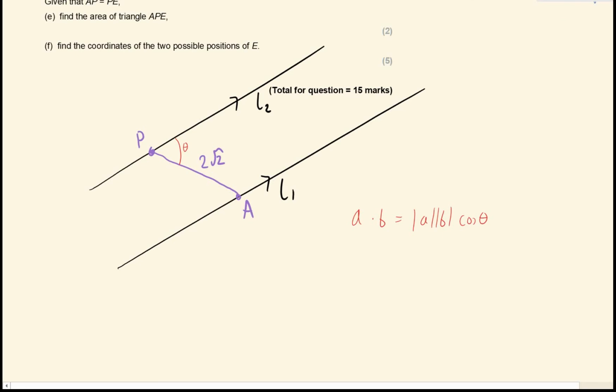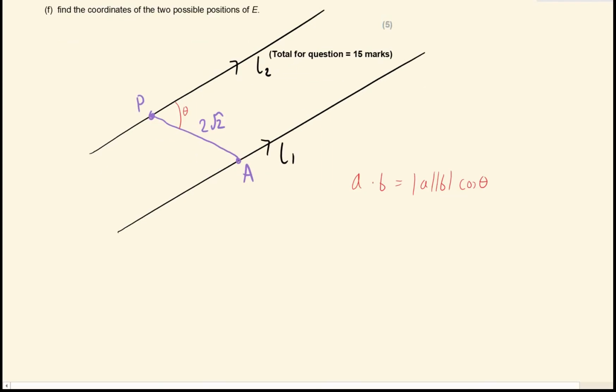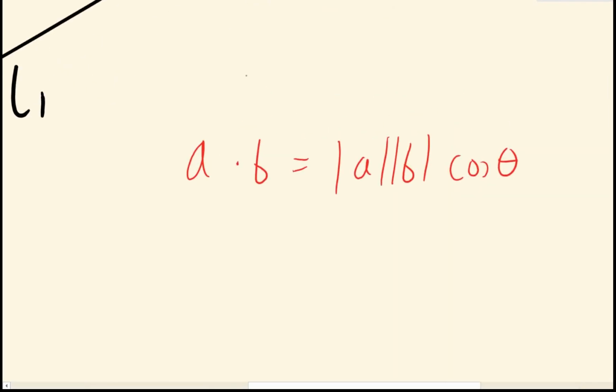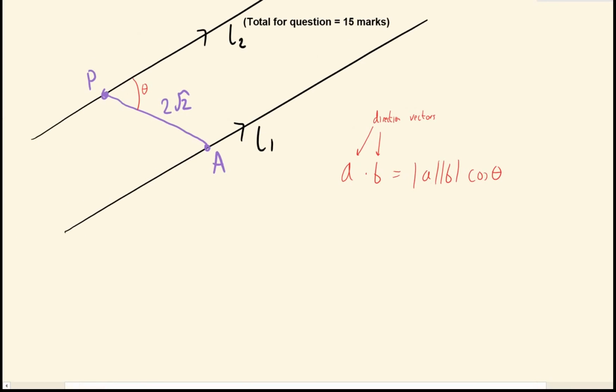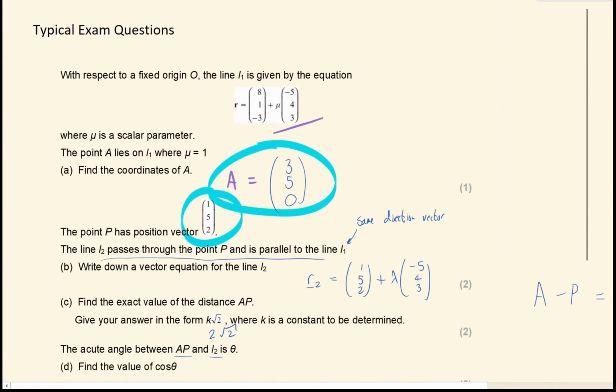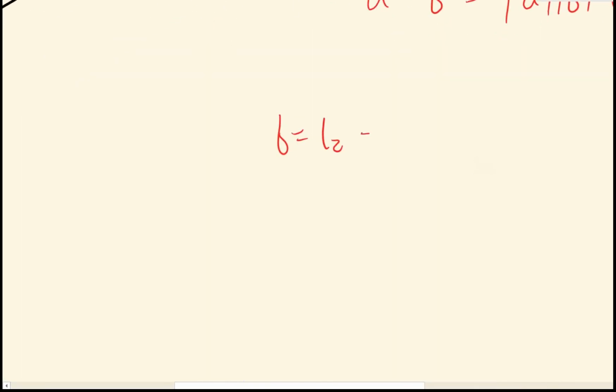We need to define a few things. What we care about for this question is what direction things are going in. We don't care what position they start at. So these A's and B's are going to be direction vectors. We already know it for one of them. Let's say B is L2, and we were told ages ago that direction vector was minus 5, 4, 3. So B is the direction vector for L2, which gives us minus 5, 4, 3.